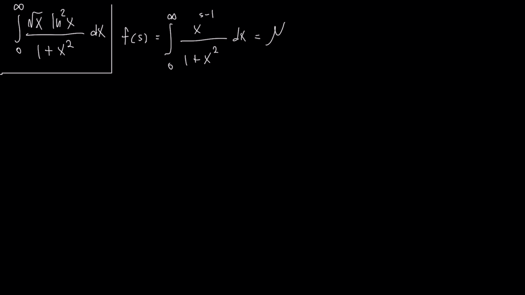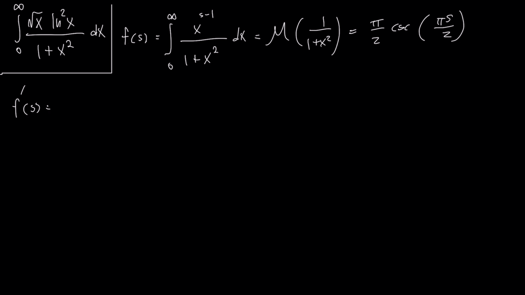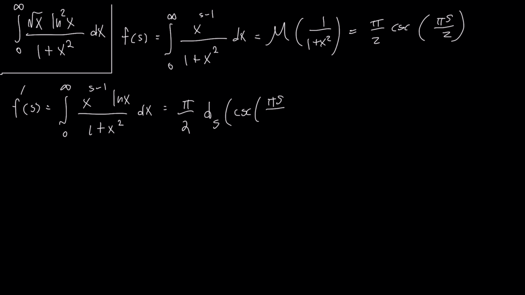And this is the Mellin transform of 1 over 1 plus x squared, which is equal to pi over 2 cosecant of pi s over 2. And then we will differentiate with respect to s. So f prime of s will equal the integral from 0 to infinity x to the s minus 1 ln x divided by 1 plus x squared dx, which is equal to pi over 2 times the derivative of the cosecant of pi s by 2.